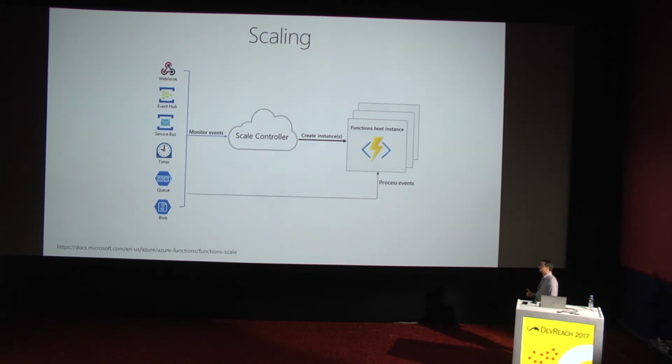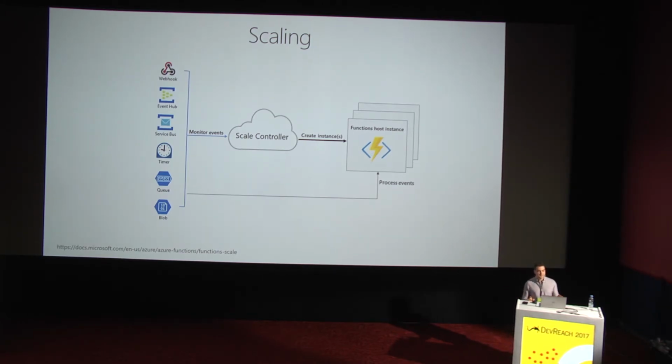Now about scaling. How does the runtime and the system scale? It really depends on the triggers, but there's this thing called the scale controller, which is listening to all of the events that are triggering your function and looking at how many instances you have already running. So if you, for example, have many requests coming in and the one instance of your function that's running in the cloud cannot cope with it, it will automatically introduce another instance and another instance and another instance.